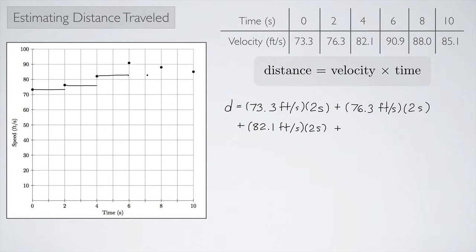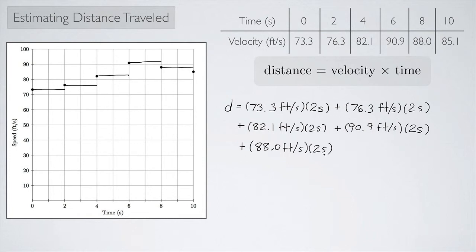And then the next one will be up here. So these are supposed to be straight lines. Trying my best to draw a straight line here. And then we have 90.9 feet per second, and that's also for 2 seconds. And then the last interval here, we'll say is this one. It stays a constant 88 feet per second, and so this is again for 2 seconds.